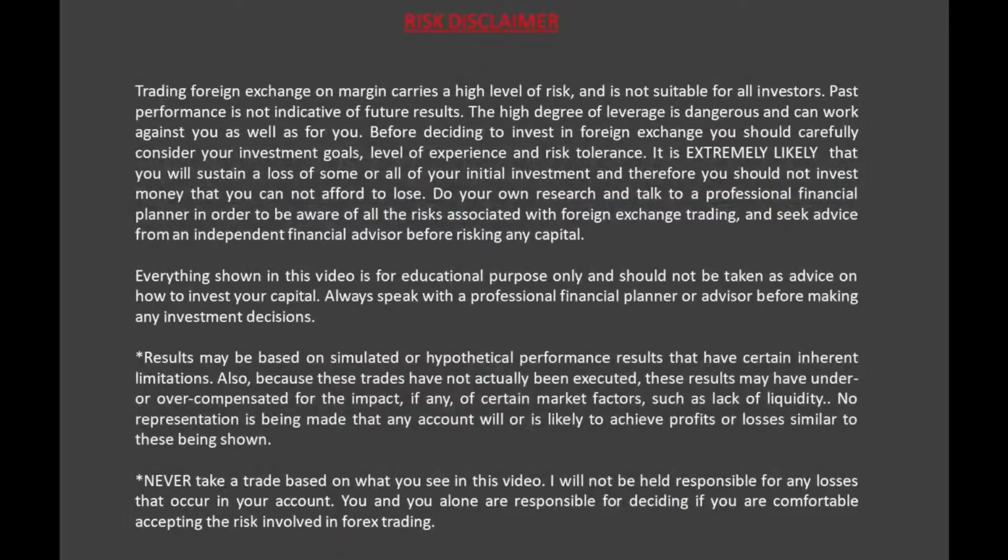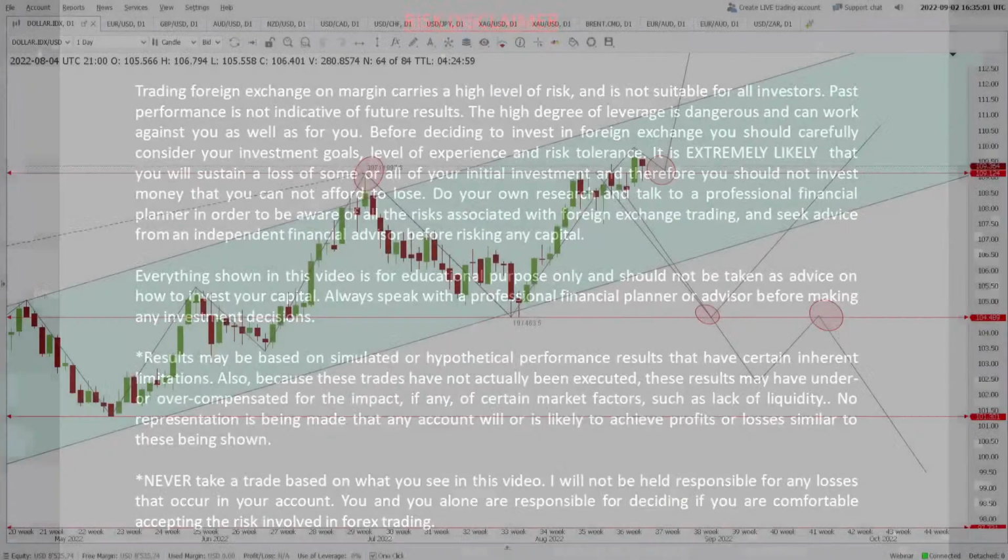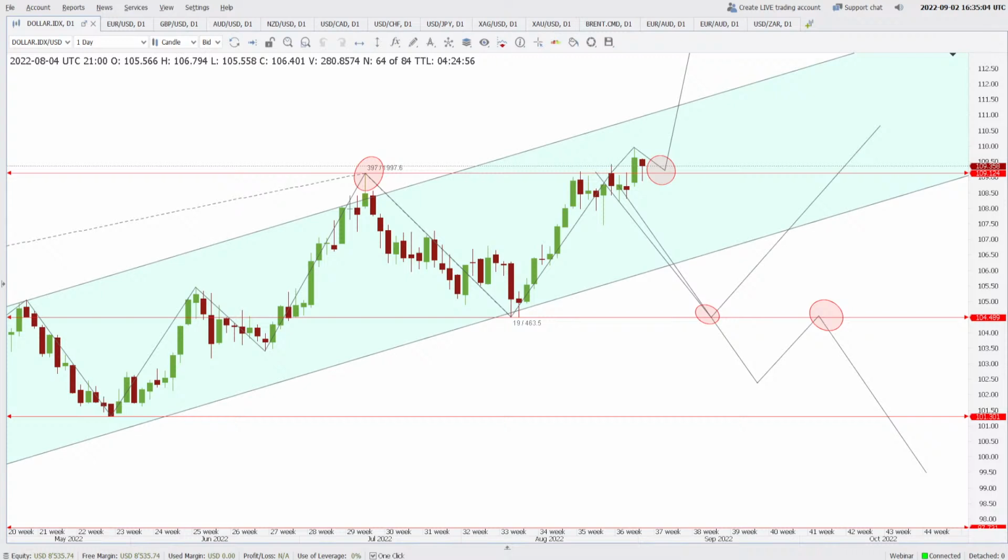Now, like every day, which chart are we going to see first? Guys, we are going to see the dollar index. Dollar is the king of all currencies. So we will try and discuss the dollar index.